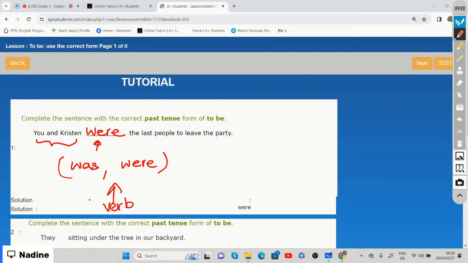So if it was singular form, we would have used the past tense was, and if it's plural form, which is two or more people, then we use the past tense were. All right.